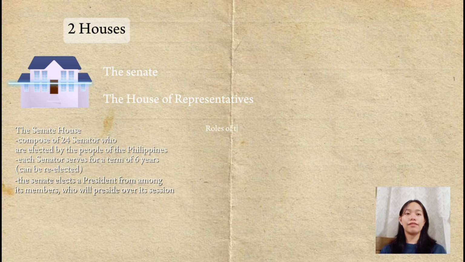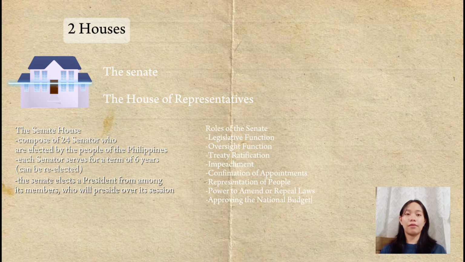The major functions of the Senate give them the sole power to declare the existence of a state of war, to revoke or extend martial law or the suspension of the privilege of the writ of habeas corpus, and to validate treaties and international agreements. They also have the sole power to try and decide all cases of impeachment. The Senate also reviews and passes bills introduced in the House of Representatives, and it also conducts investigations in aid of legislation.